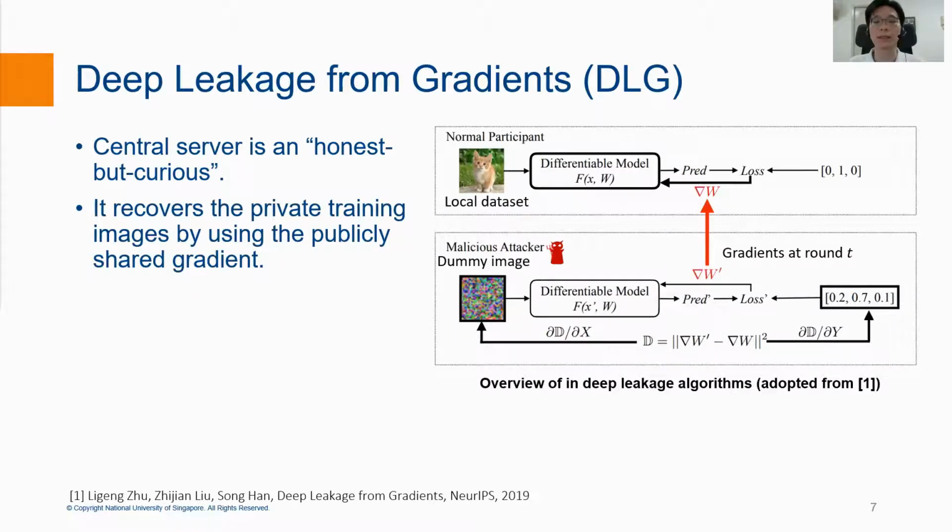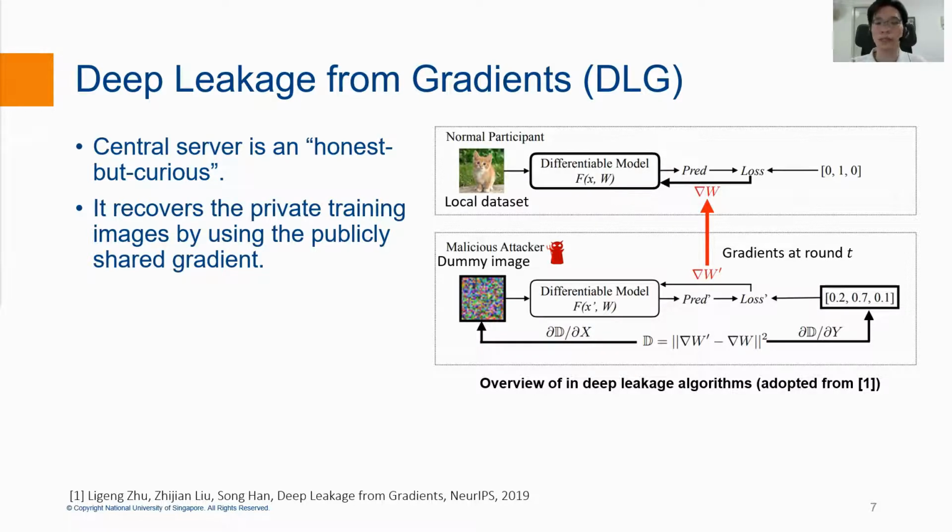From our background knowledge, there are two attacks which can reconstruct the training data accurately. First, the attack named deep leakage from gradient. The assumption is that the central server is honest but curious, so it still follows the protocol honestly, but is curious about the training images on the machine. So it uses the information obtained from the local participant to reconstruct the training image, and the information obtained from the participant is the gradient update.